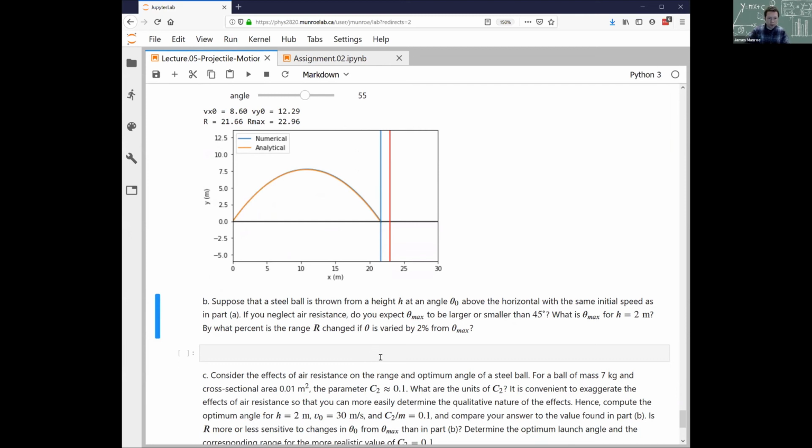Part B, suppose you've got a ball that starts at initial height h. So now it's not going to start from the ground, it's going to start from some h. How would the maximum angle, that is the 45-degree angle, change depending upon what your angle is? By what percentage would the range change if you changed it by 2%?